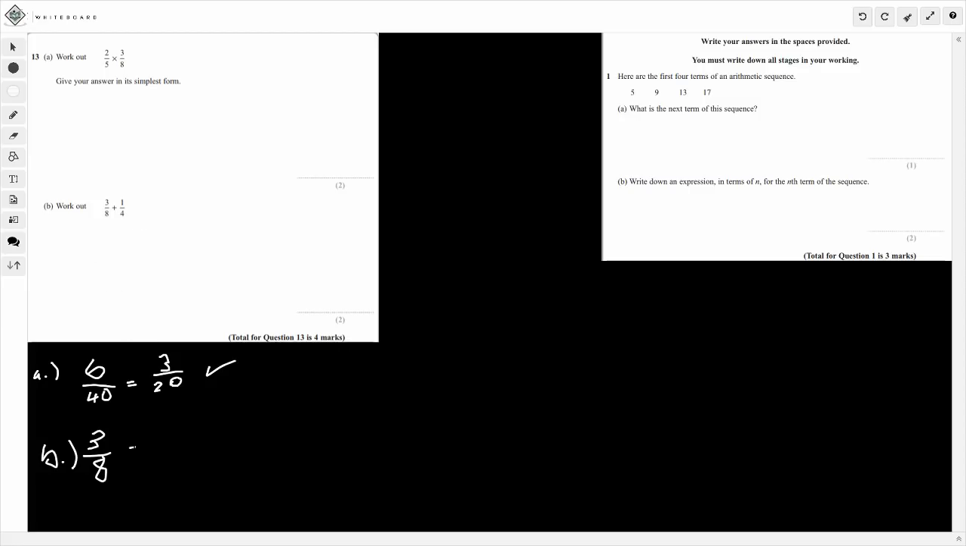Plus, if you times both top and bottom by 2, that's going to give me 2 over 8. So that's my right hand fraction here, timesing 1 by 2, timesing 4 by 2. I get 2 over 8. Then, remember, you just add the numerators only. So 3 plus 2 gives me 5. Your denominator stays the same. 5 over 8. There we go.